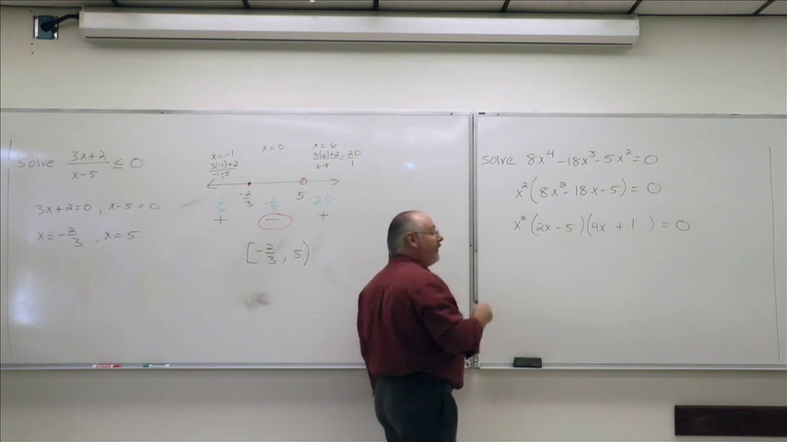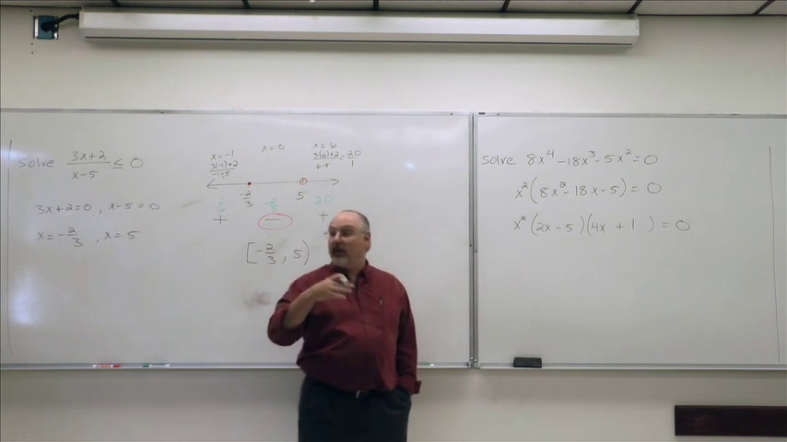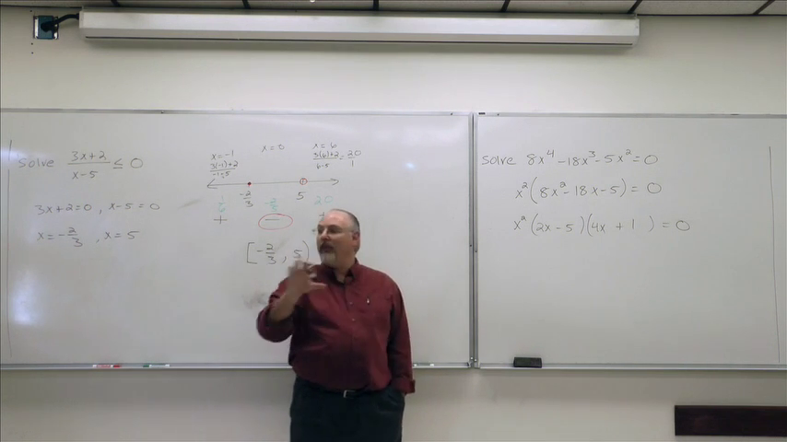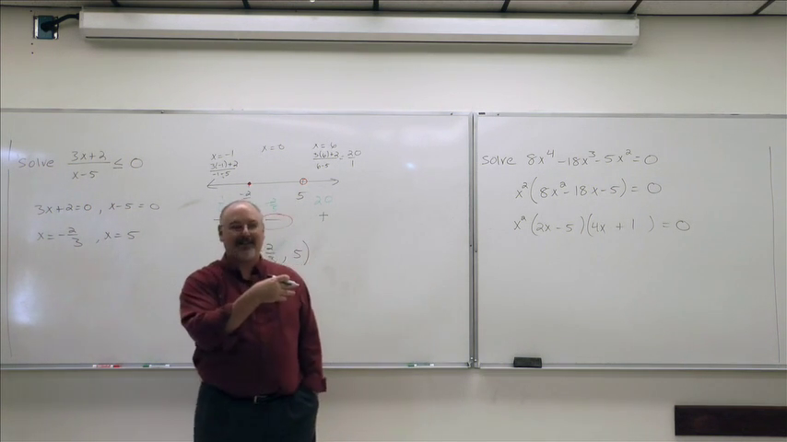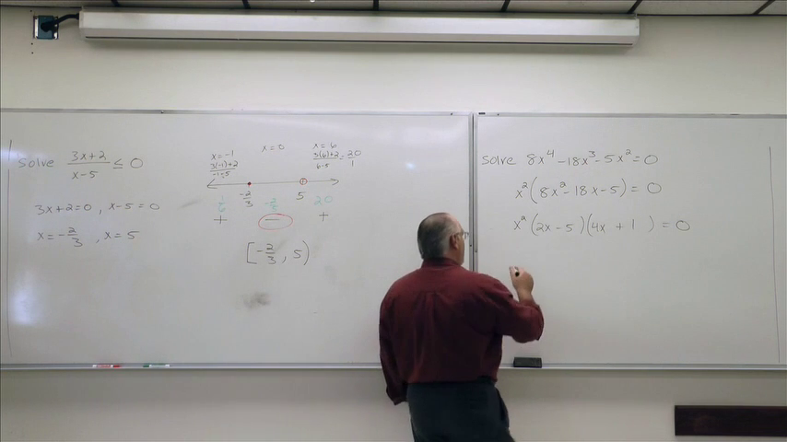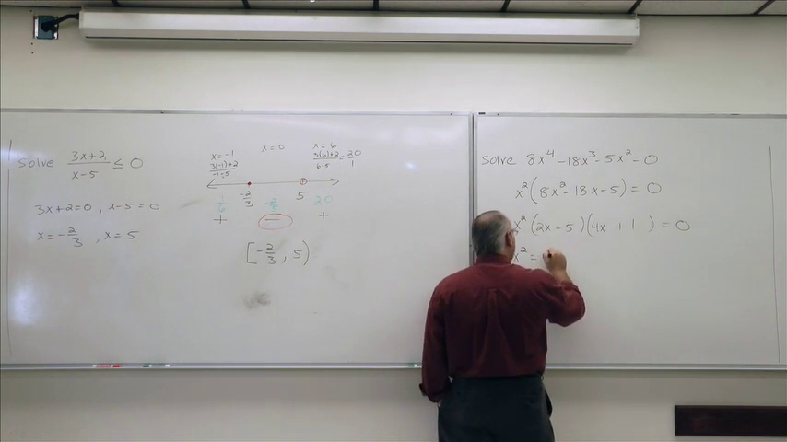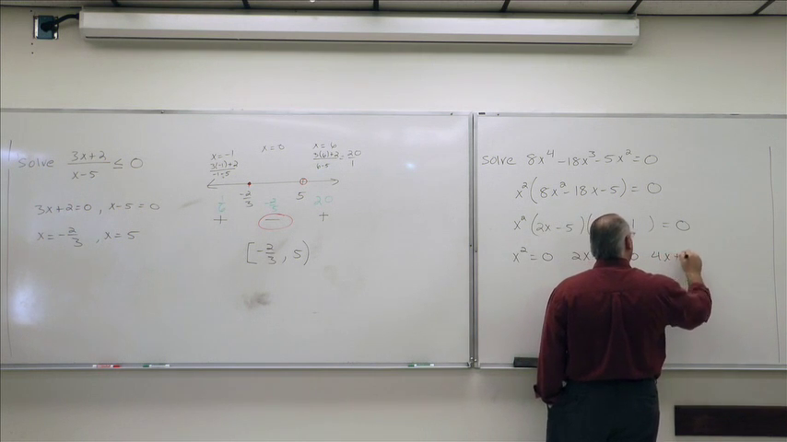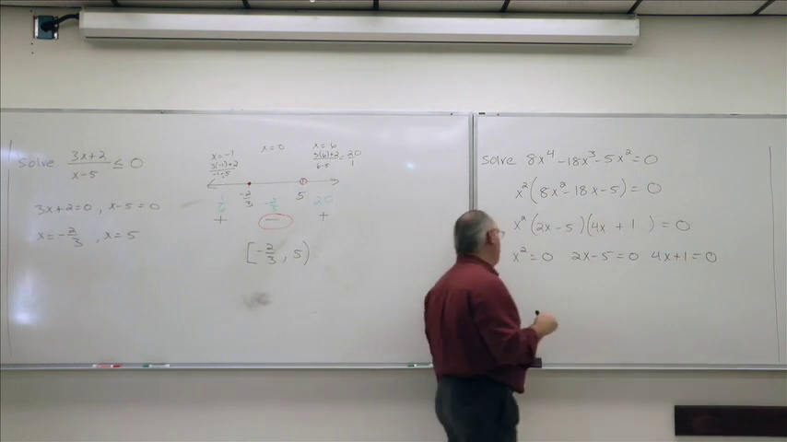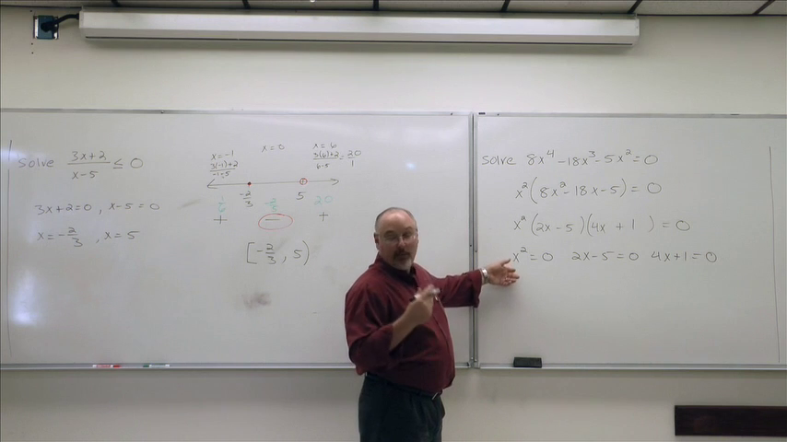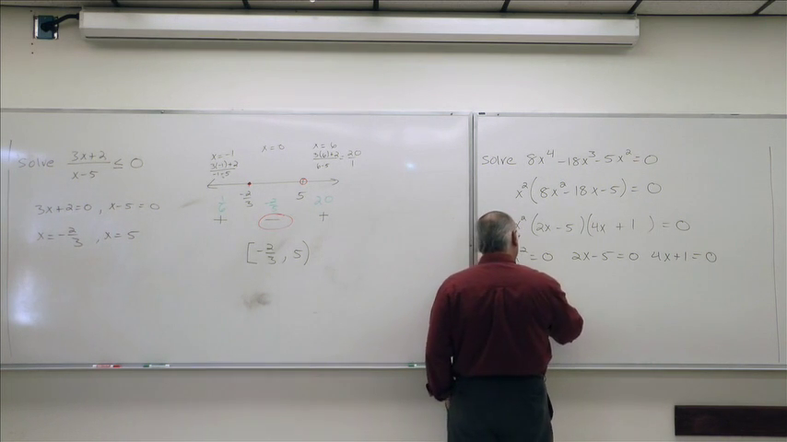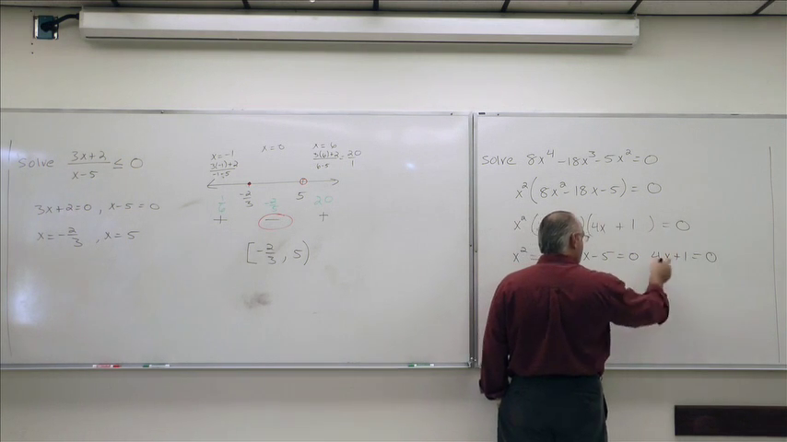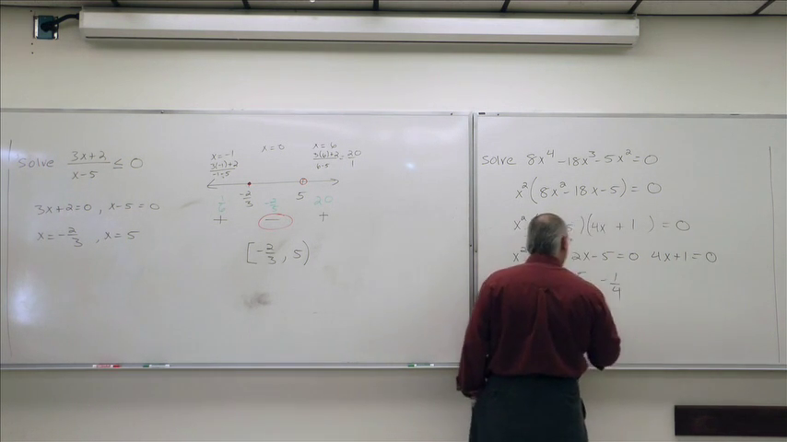All right? Now, if you need to do splitting the middle term, or you want to use the quadratic formula, do what makes you comfortable. I'm just trying to solve it. So that gives you x squared is 0, 2x minus 5 is 0, or 4x plus 1 is 0. This one you can take the square root. Yes, you get x is 0. Then x is 5 halves, and x is negative 1/4.